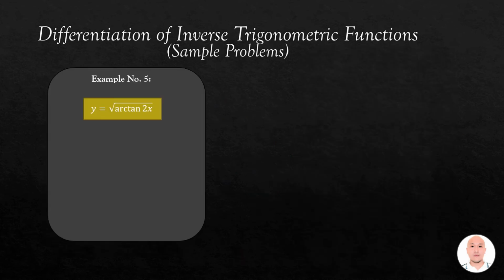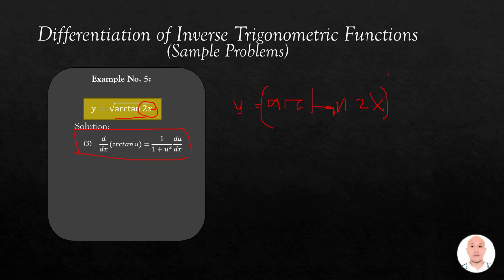Sample number 5. y is equal to the square root of arctan 2x. So our problem is in arctan form. So we'll use formula number 3. d over dx arctan u is equal to 1 over 1 plus u squared times du over dx, where our u is 2x. So here again we can rewrite this given into y equals arctan 2x raised to 1/2.